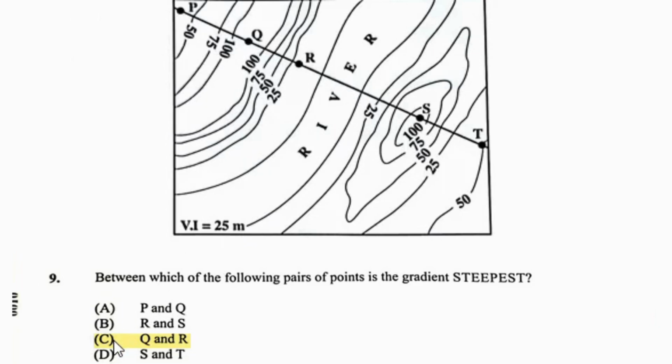And our answer, which is C, Q and R. So again, the rule states that the closer the contour lines, the steeper the gradient. So Q and R, and right here we can see that it is here that the contour lines are closest, right? The contour lines in this area are closer together relative to the other areas of the map. So our answer for question number 9 is C, Q and R.